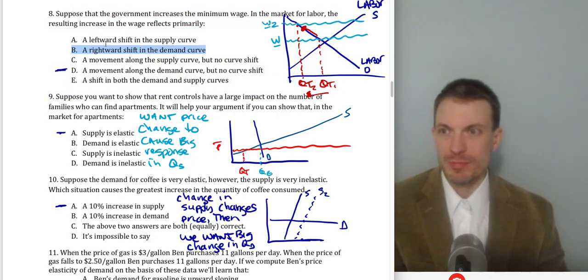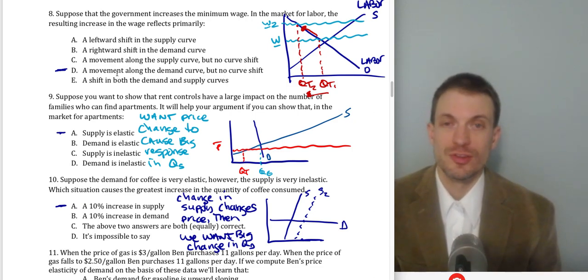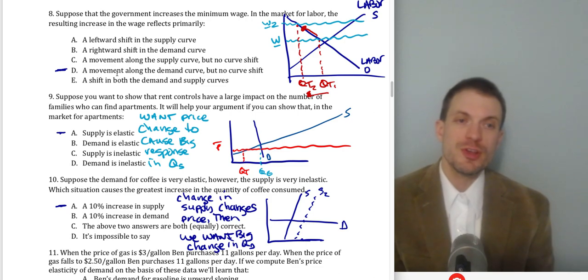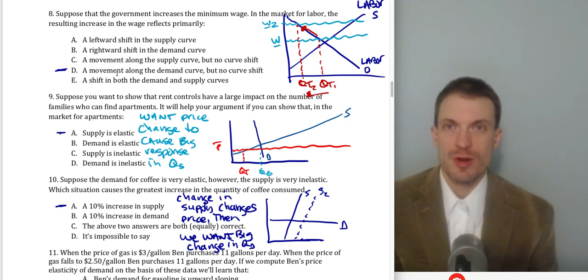So we can immediately discount anything that involves shifts. It can't be A or B because these involve shifts. So now we're looking at either C or D. Actually, we're discounting, it can't be E either. So we're looking for a movement along either the supply or demand curve. For this, we need to understand how price controls work. Remember, price controls are going to create this situation where there's either going to be a shortage or a surplus.